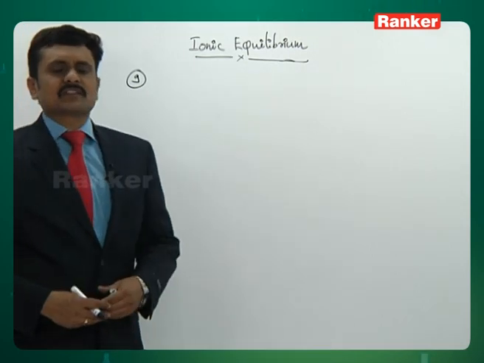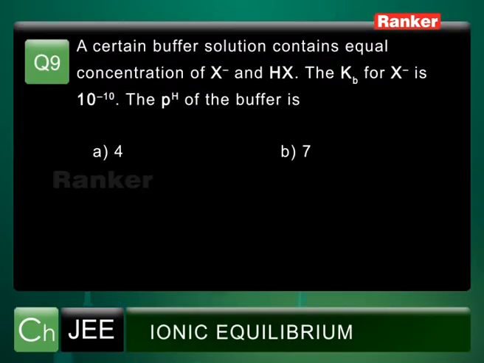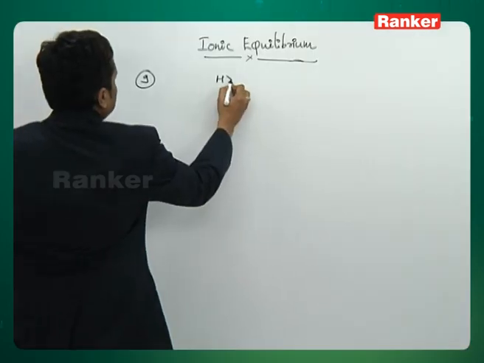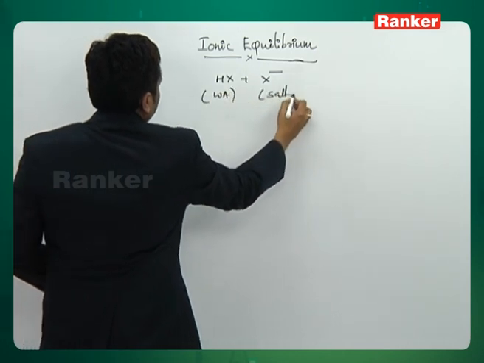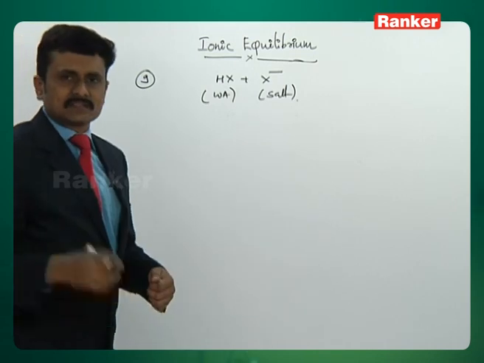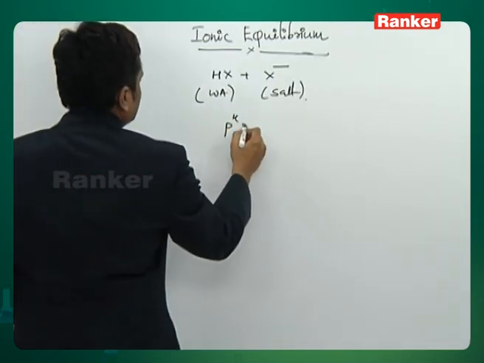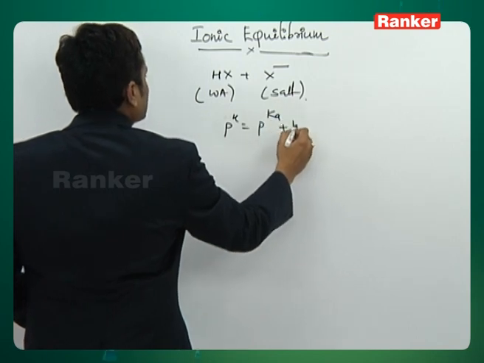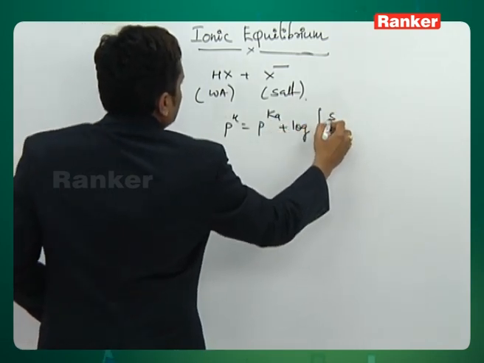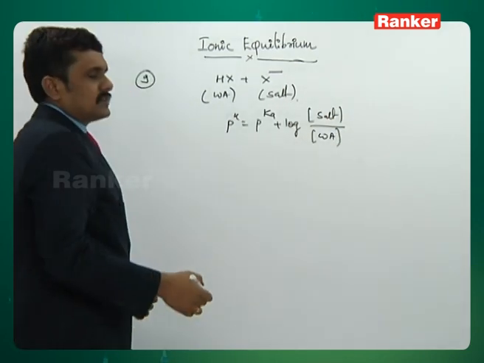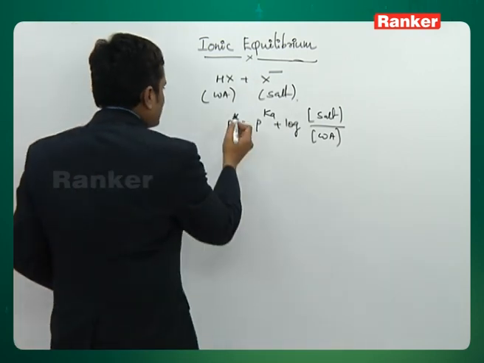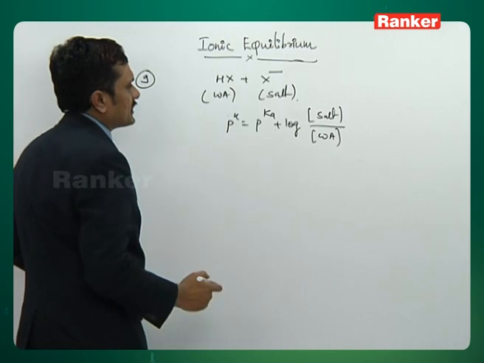A certain buffer solution contains equal concentration of X minus and HX. The Kb value of X minus is given to us as 10 to the power minus 10. Then the pH of the buffer is asked. Now we know that the HX and X minus combination, that is the weak acid and its conjugate base, is going to act as an acidic buffer. So when I am writing the concerned equation, as we know my dear friends, we are going to calculate the pH of a buffer by using this expression, which is called the Henderson-Hasselbalch equation.